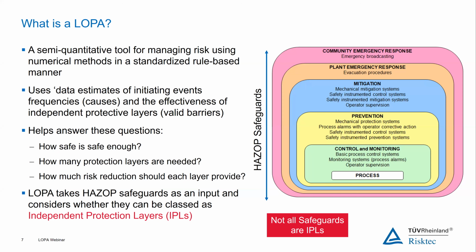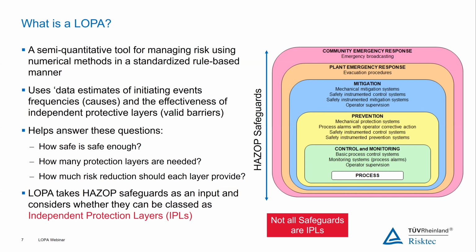Another analogy that is used quite often for LOPA, and you'll see it on the right hand side, is the onion. So you'll see here a figure that represents an onion, and there are a lot of different layers of control. And the center there, you've got control and monitoring.